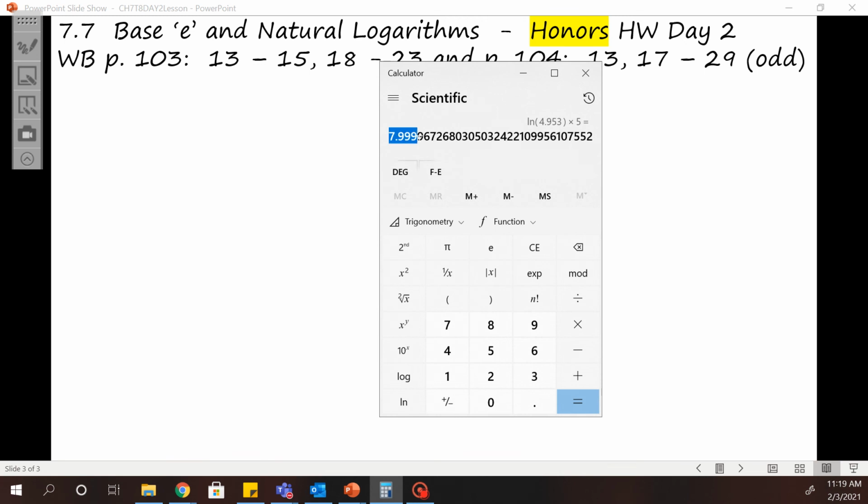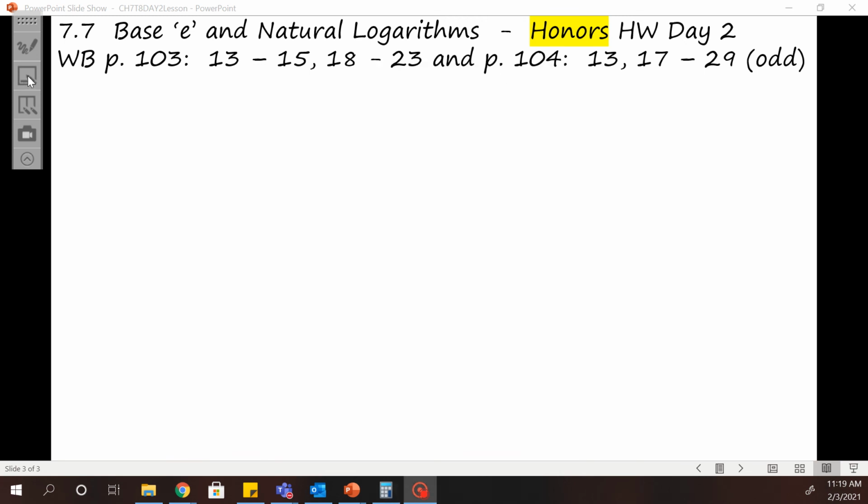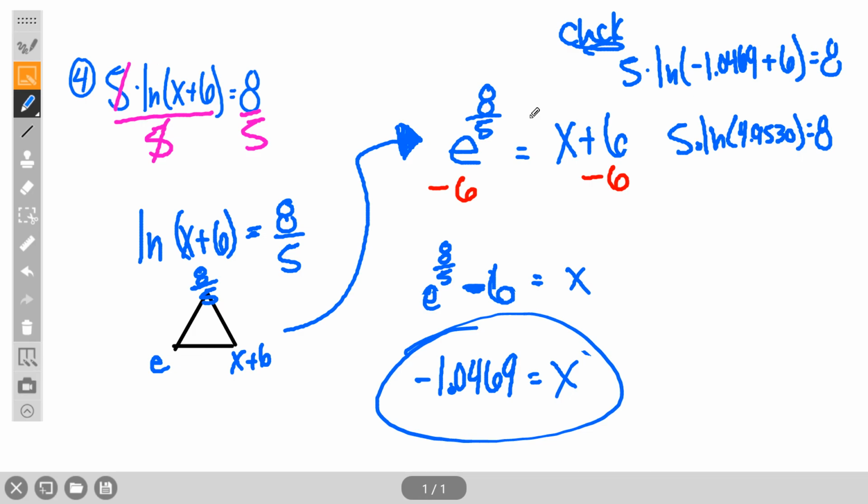Yeah, I get 7.9999. Okay, so I did make a mistake, and I think I had put it into the calculator as e to the 5 over 8 instead of e to the 8 over 5, and I think that's where I made a mistake here. It wasn't looking right to me, so I'm glad I checked it. So this is my actual solution, negative 1.0469.